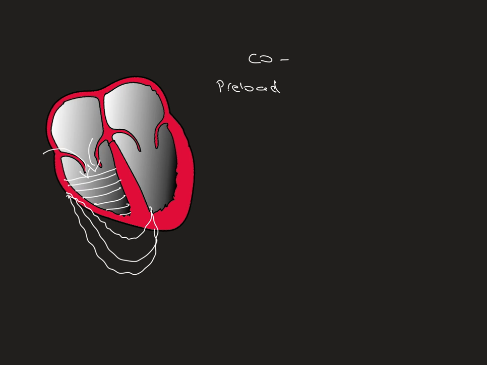So how can we affect preload? We can basically give fluid. So when the patient's dry, for example, if we give fluid, then we are going to increase that preload, increase the stretch of the heart muscles, and hopefully increasing that stretch will increase the recoil in the heart, improving the cardiac output.